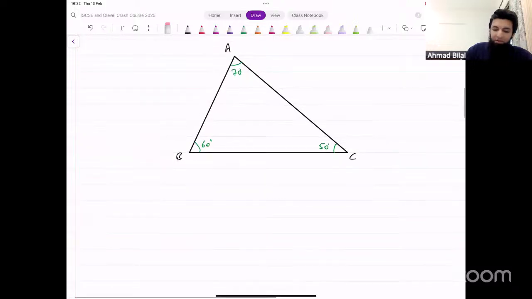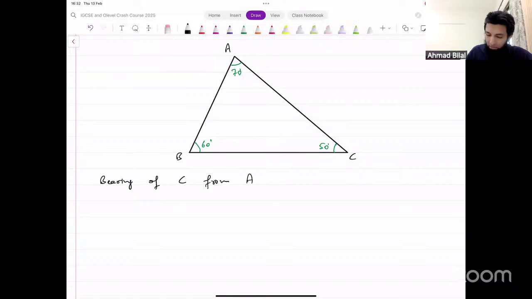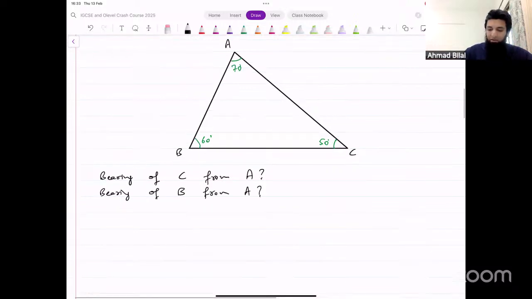Now, let me write that down here. Bearing of C, or let's start with, okay, bearing of C from A. Let's say we want to figure this out. And then we want to figure out what the bearing of B from A is as well. Now, how do we start?